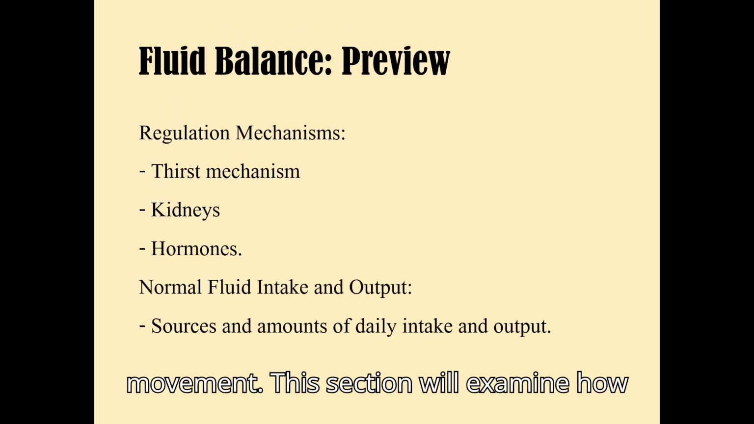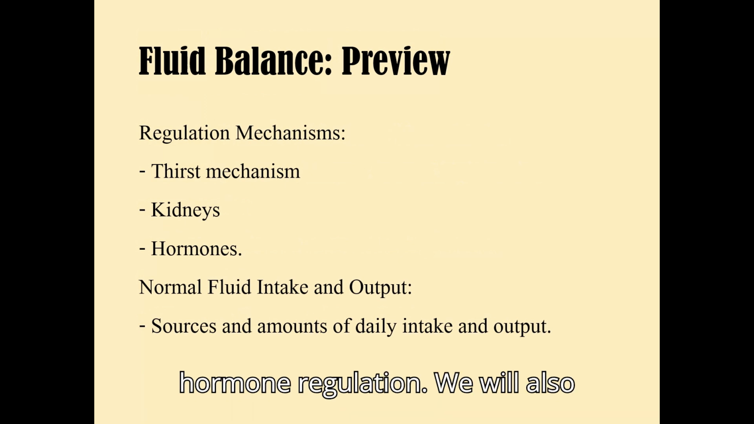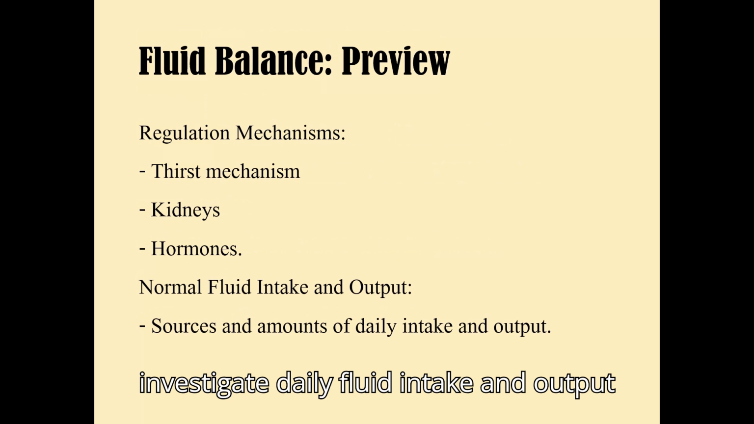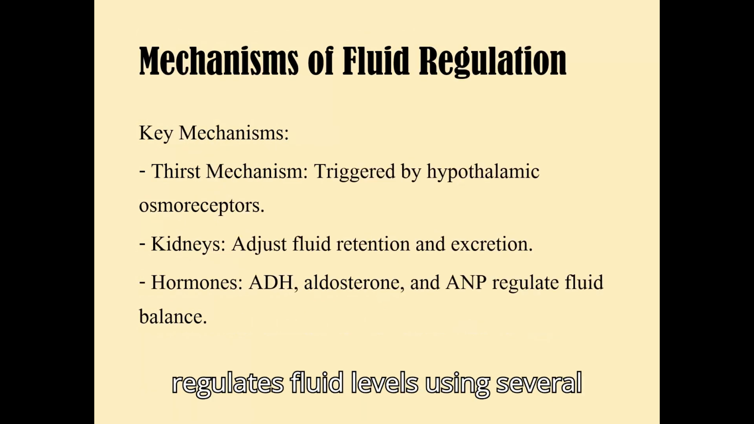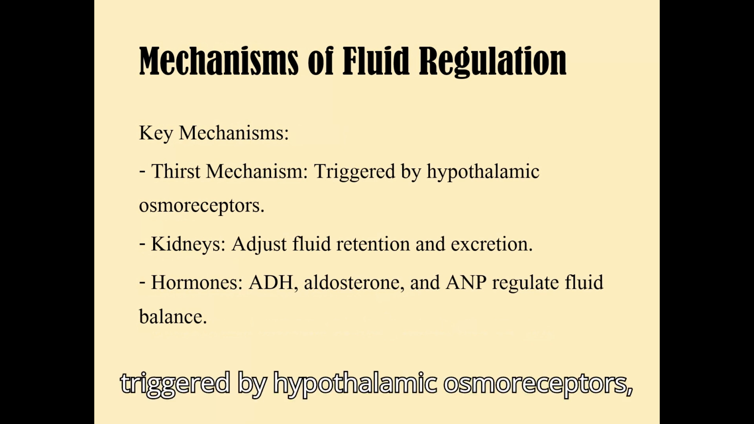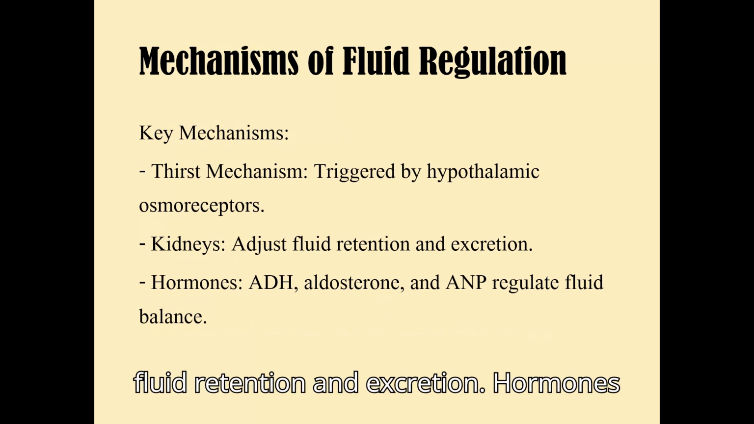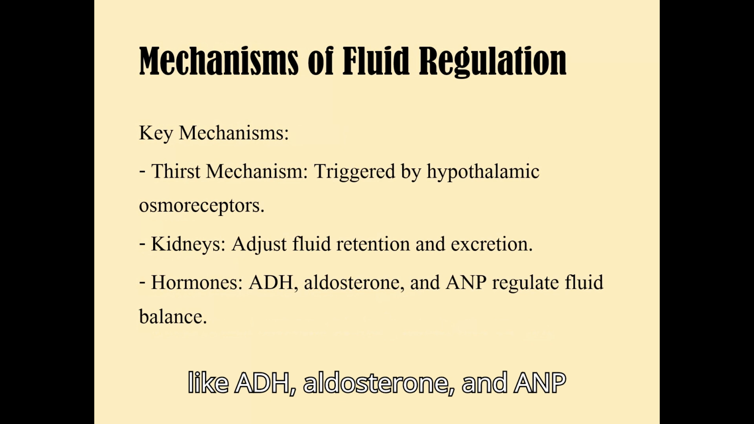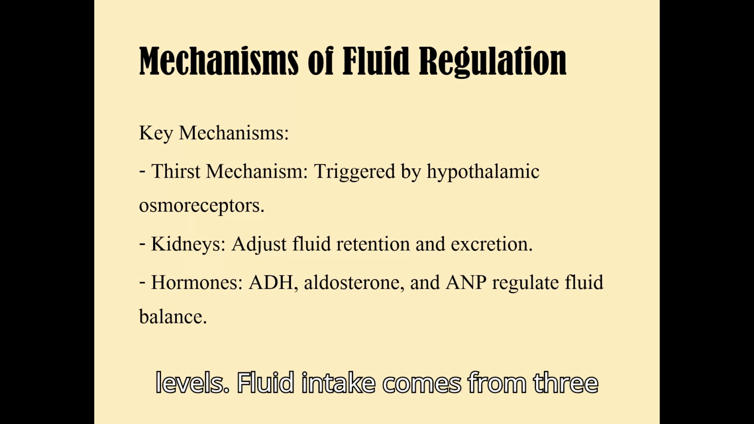This section will examine how the body regulates fluid balance through the thirst response, kidney function, and hormone regulation. We will also investigate daily fluid intake and output as a measure of homeostasis. The body regulates fluid levels using several mechanisms. The thirst mechanism, triggered by hypothalamic osmoreceptors, signals when to drink. The kidneys adjust fluid retention and excretion. Hormones like ADH, aldosterone, and ANP work together to maintain fluid balance by controlling water and electrolyte levels.